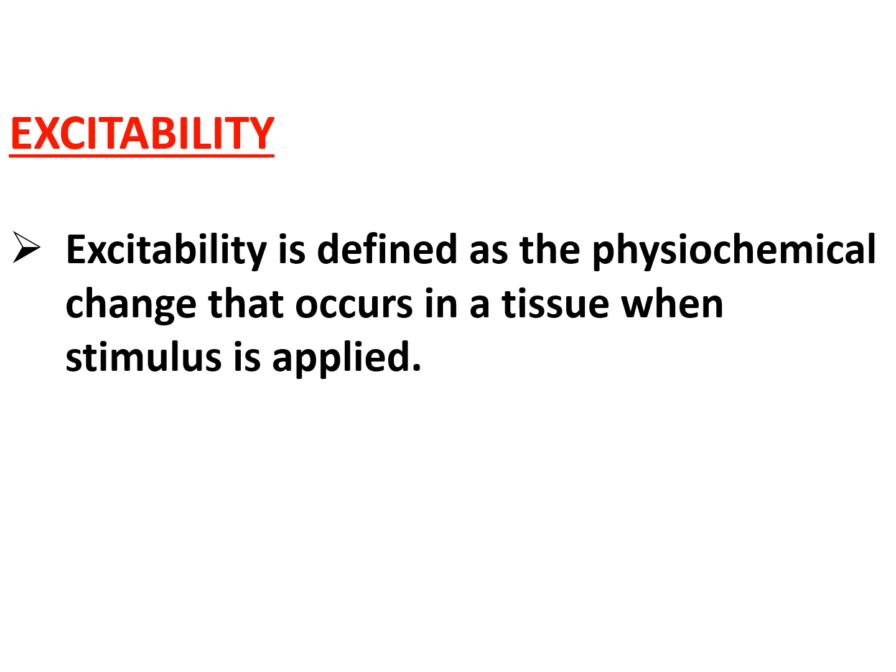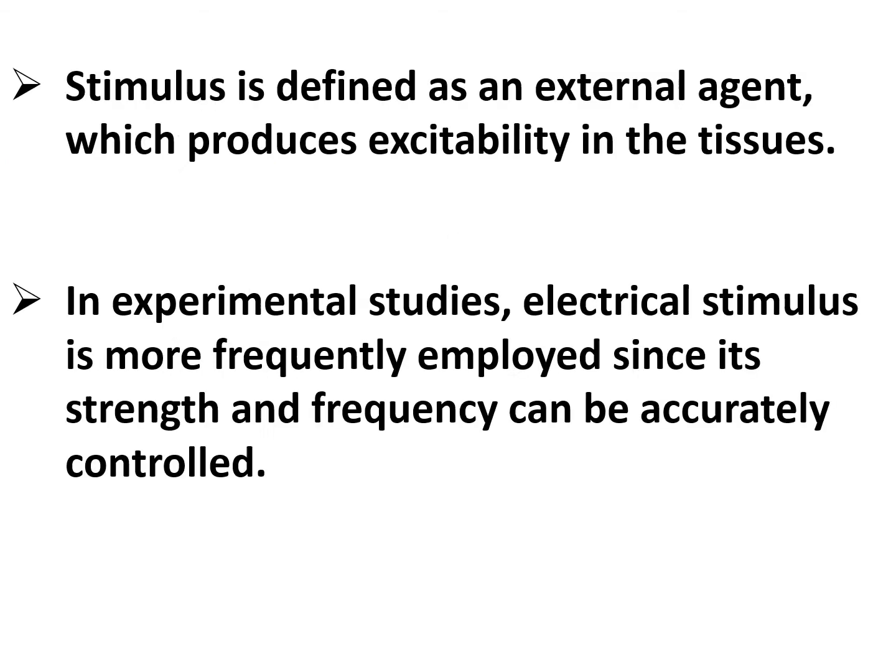We have already discussed the properties of excitable tissues like conductivity, infatigability, accommodation, refractory period and the all-or-none law. And in this lecture we will discuss the excitability of nerve and muscle fiber. First of all, what is excitability? Excitability means the physiochemical change that occurs in a tissue when a stimulus is applied to excitable tissues like muscle and nerve. And stimulus is defined as an external agent which produces excitability in the tissues.